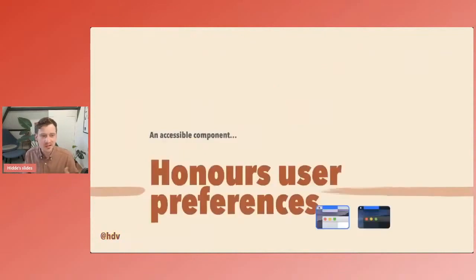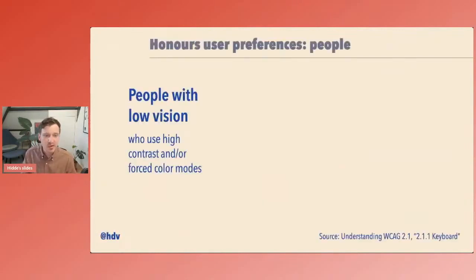Now, the last accessible component method that I want to talk about is to honor your users' preferences. And that's kind of a common theme throughout accessibility. It is important to realize that your users may be using different settings. They may be using a small device or a large device, or they may be zoomed in, or in fact, they may be using light mode or dark mode. And that's something that you can code for and that you can try and solve at the component level, especially if you're doing things like theming. So people with low vision benefit from this. They may be using a high contrast mode or some kind of forced color mode.